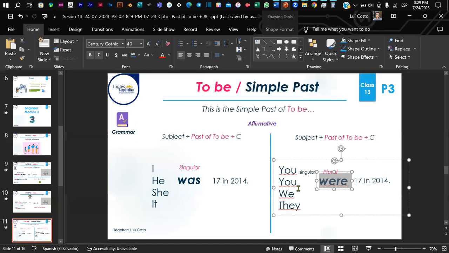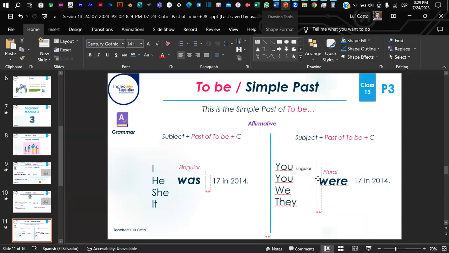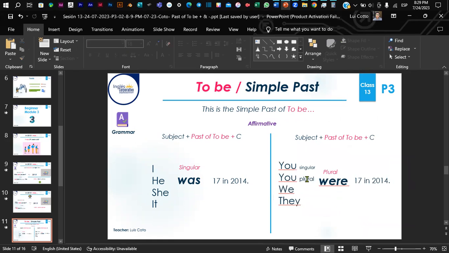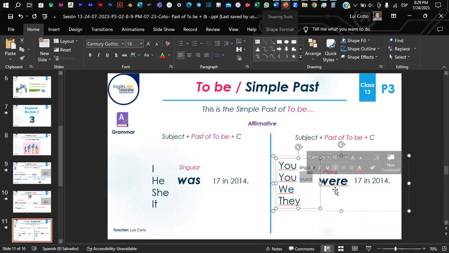Simple past. Check which verb form you are going to use with the subjects. Were is only you singular and you plural. I'm gonna write in there. Okay, check singular, plural. We were. Okay, you're gonna learn by repeating. Se lo va a aprender repitiendo. You were, we were, they were. Plural. We were. Singular.